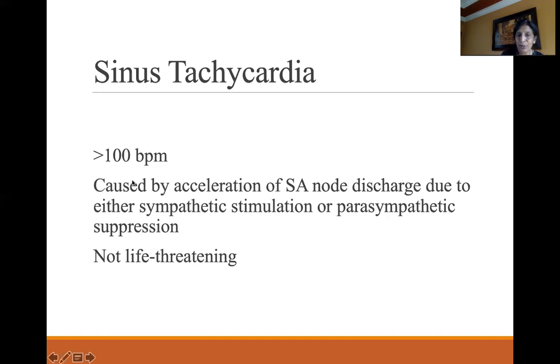All right, so something is speeding up the action of the SA node. It could be drugs, okay? It could be sympathetic stimulation or parasympathetic inhibition, or a combination of both. And just having tachycardia is not going to be life-threatening, all right?